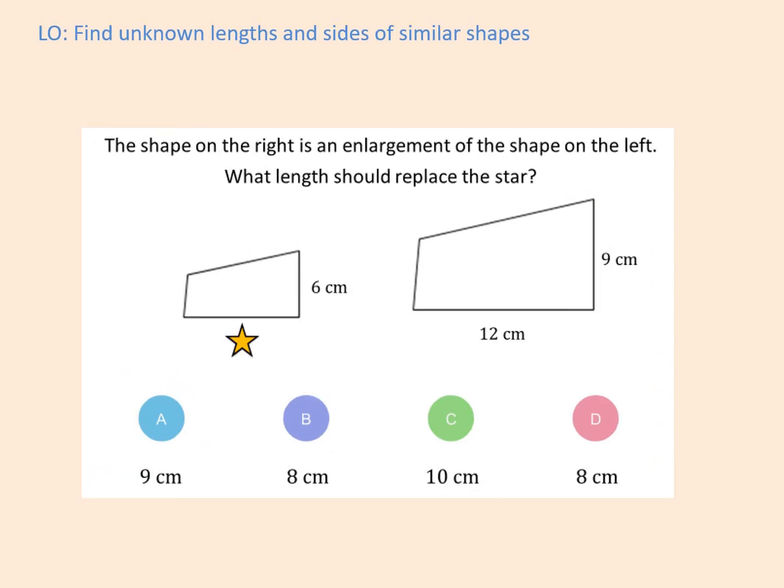Shape on the right is an enlargement. The shape on the left, what length should be replaced by the star? Pause the video, have a go.